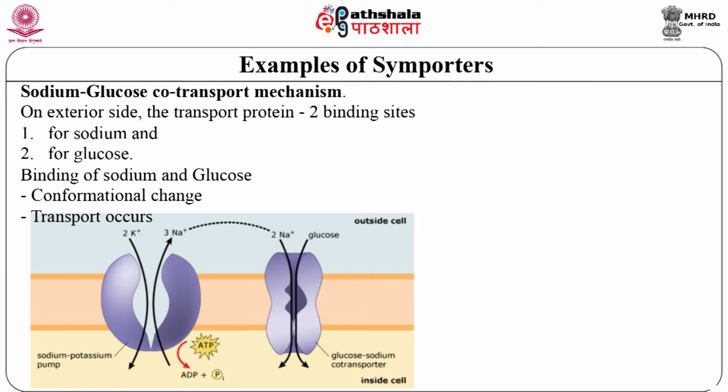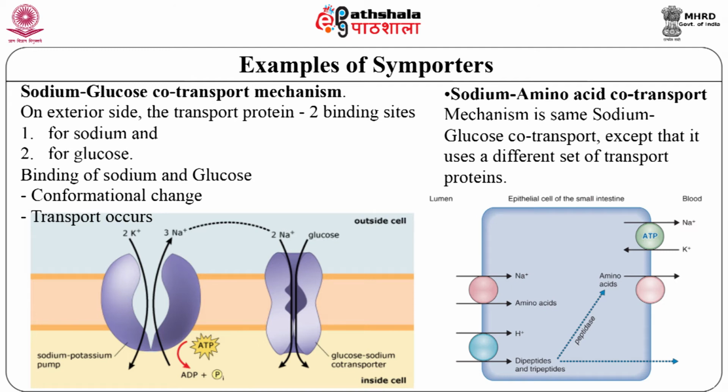Electrochemical gradient provides the energy needed to transport both of these molecules into the cell. Next example is sodium amino acid cotransporter. Mechanism is same as above except that it uses different set of transporter proteins. Symport or cotransport are present especially through the epithelial cells of the intestinal tract and the renal tubules of kidney to enable absorption of these substances into the blood.